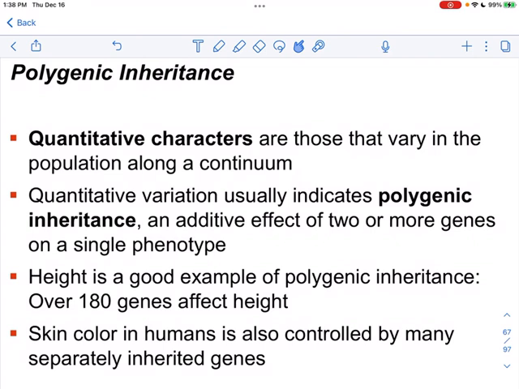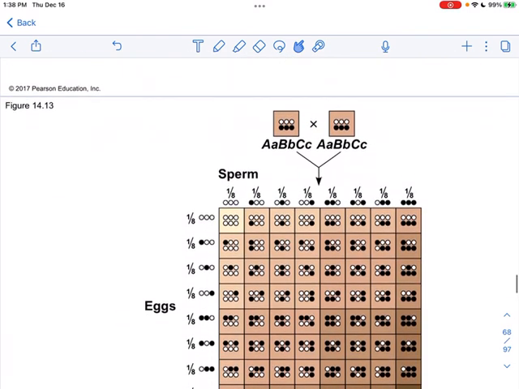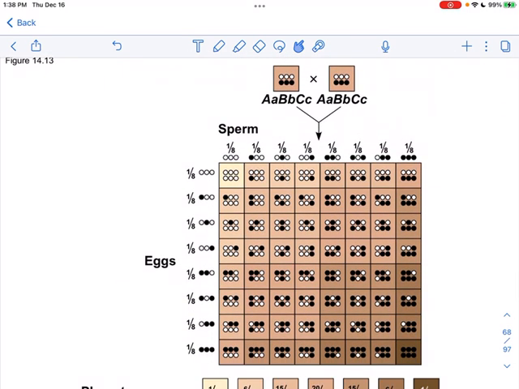And typically what we see is this additive effect. Two or more genes affecting a single phenotype can cause individuals to get taller and taller, or darker and darker in their skin tone, or have darker and darker hair, all sorts of things. So if we take a look at skin color in humans, skin color is actually controlled by many separately inherited genes. This is just an example.